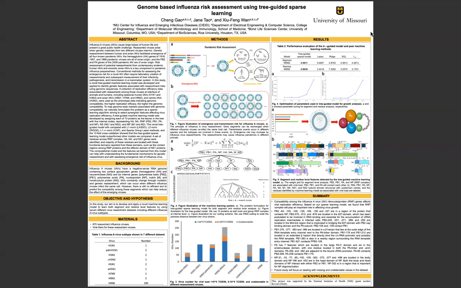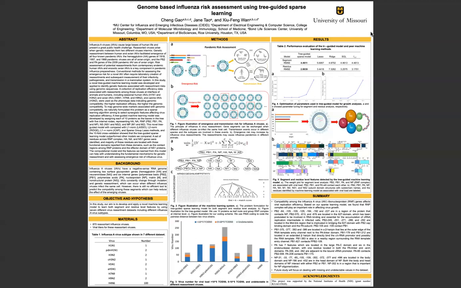And a set of residues across RNP complex, HA, NA and NS1 genes were identified, and the majority of these residues are located within functional domains reported from previous studies, such as the contact region among RNP proteins and the effector domain of NS1 proteins.